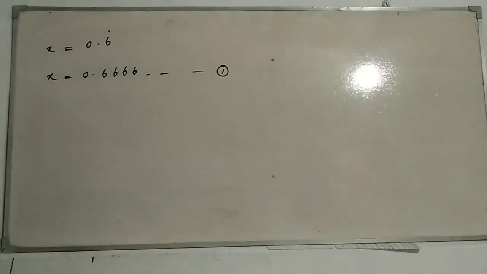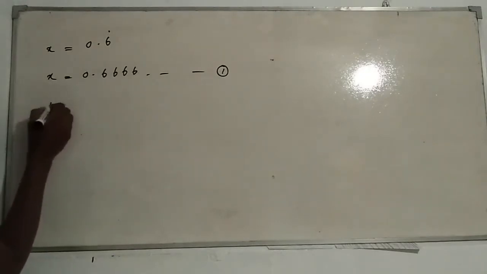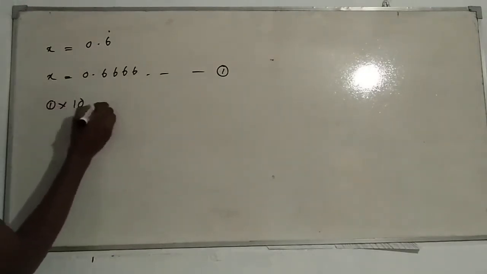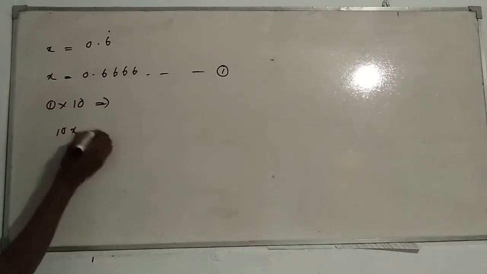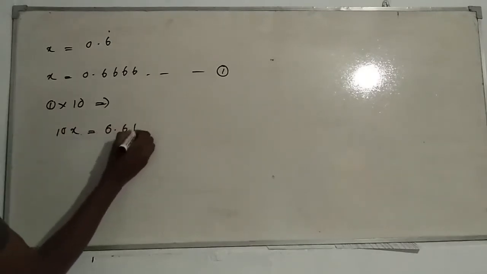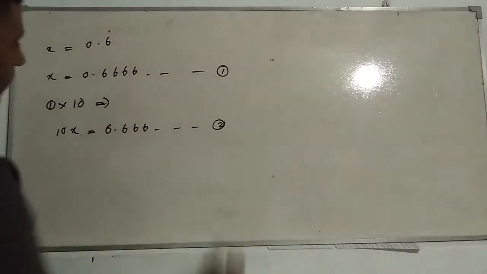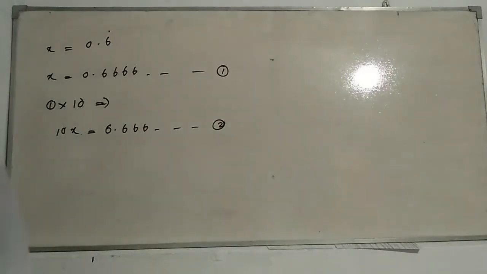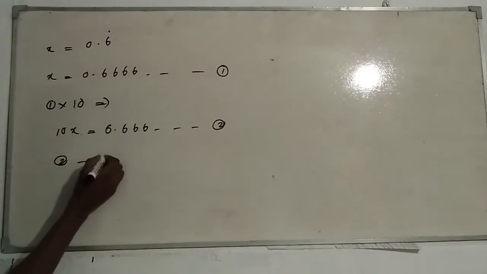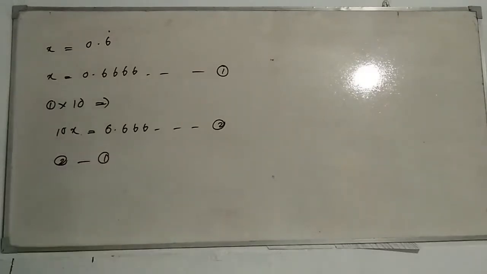Right. Now we have to multiply this equation by 10. Then you can have like this one. First equation multiplied by 10, then 10x equals 6.6666. This is your second equation. Now subtract the first equation from the second one, that is, second equation minus first equation.